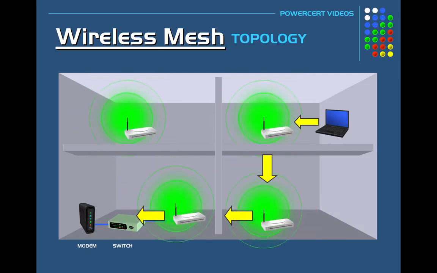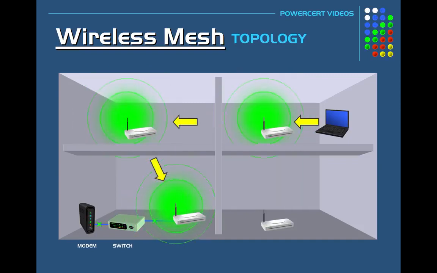So no matter which access point that you're connected to, you will still have internet access because all the access points are in constant communication with each other and the modem. And even if one or more access points were to fail, it wouldn't matter because the other access points will reroute the data. So a wireless mesh topology is very redundant because the internet connection is spread out over many wireless access points.